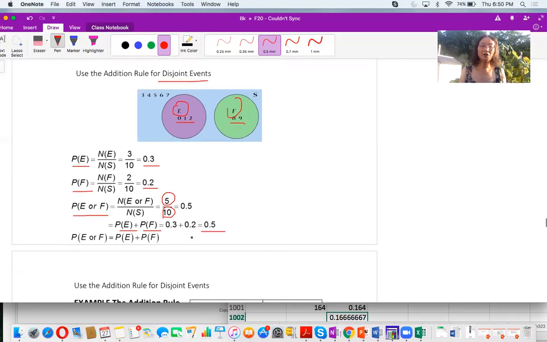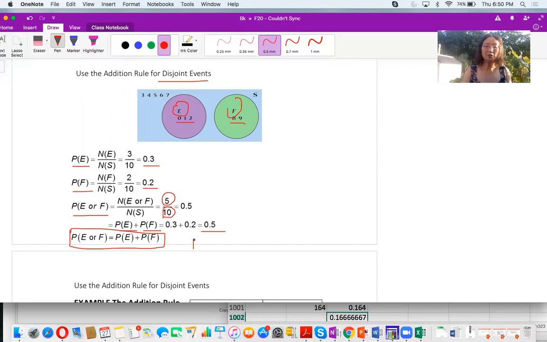And when you have disjoint events, the probability of E or F equals the probability of E plus the probability of F. This is true, universal. As long as E and F are disjoint events, you have this formula.